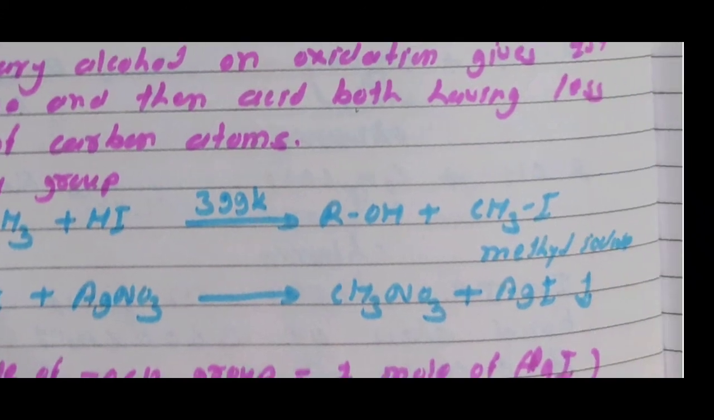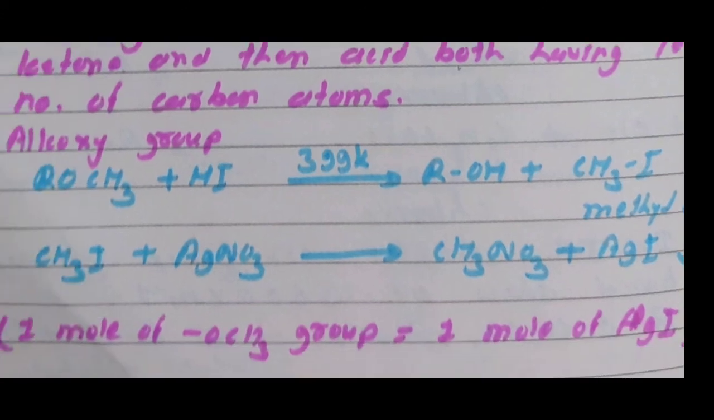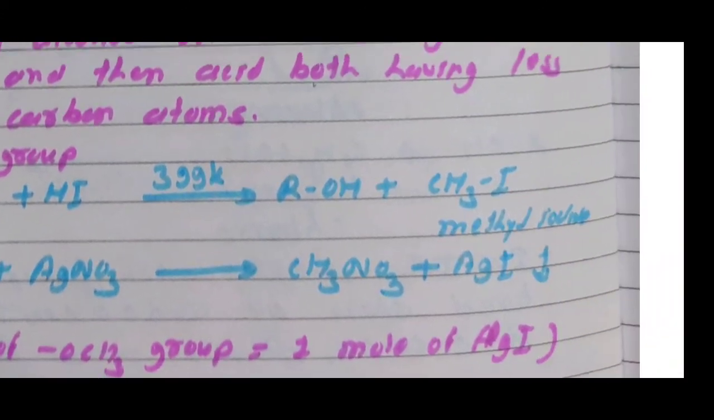Then this methyl iodide again reacts with AgNO3, silver nitrate, formation of CH3NO3 plus AgI precipitate. Then 1 mole of OCH3 group is equal to 1 mole of AgI, and this is estimated by the Zeisel method. Means presence of OCH3 group is estimated by Zeisel method. Then further, oxygen atom may again be present in the form of a carbonyl group. We will study that in the next YouTube lecture. Thank you for listening.